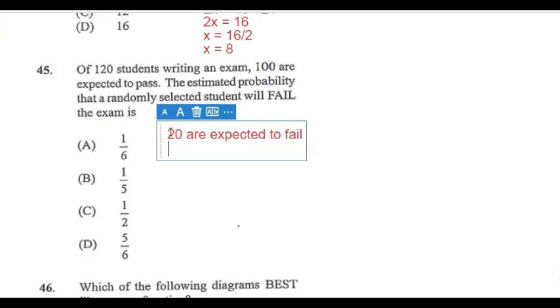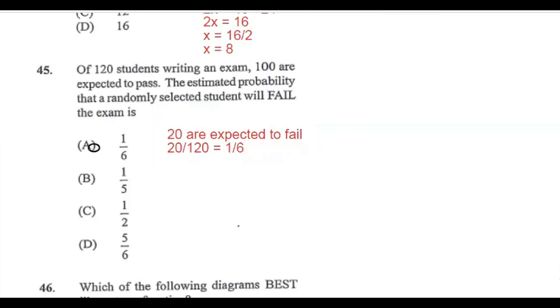So it would be 20 divided by 120. So all we need to do, guys, is simplify this. So 20 into itself goes 1 time, and 20 into 120 goes 6 times, and therefore the probability that a student selected at random will fail is 1/6. Therefore the answer for 45 is A.